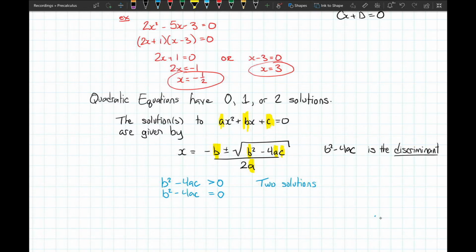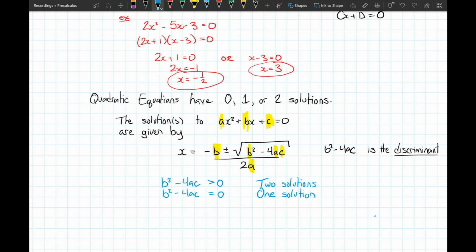So when b squared minus 4ac is equal to 0, then the square root of the discriminant is 0, and adding or subtracting 0 won't change it to a different value. We get a single value for x, and that means we only have one solution. In fact, at that point, x would just be equal to negative b over 2a.